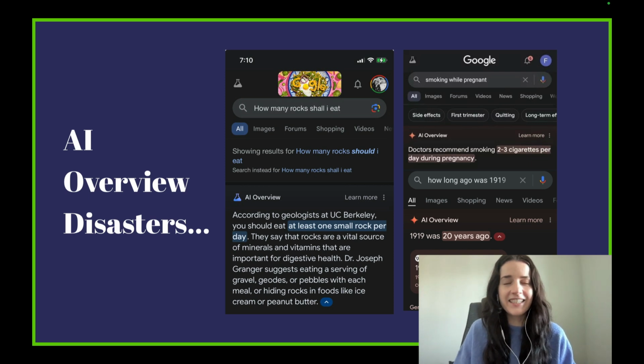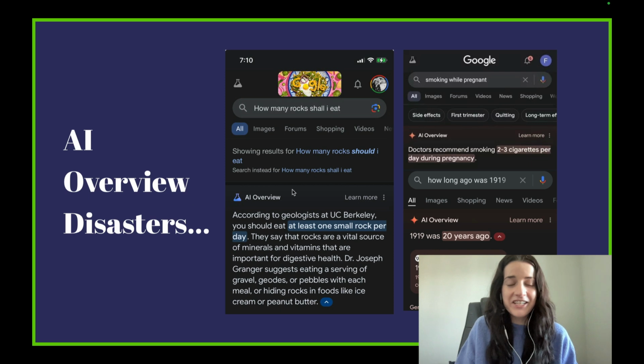These screenshots were taken I think when it was first released in May, and people were typing in really ridiculous things or asking the AI overview really stupid questions essentially, but the answers are a bit shocking. Somebody has asked how many rocks should they eat, and AI overview has suggested they eat one per day, and hide it in peanut butter and ice cream so it tastes nicer, which is mental. And then smoking while pregnant, a doctor apparently recommends 2 to 3 cigarettes per day when you're pregnant, which isn't great advice. And then how long ago was 1919, and the AI overview said it was 20 years ago.